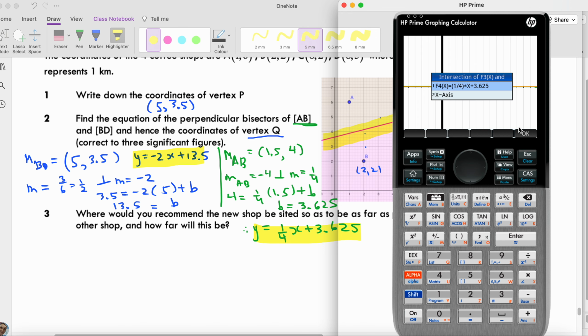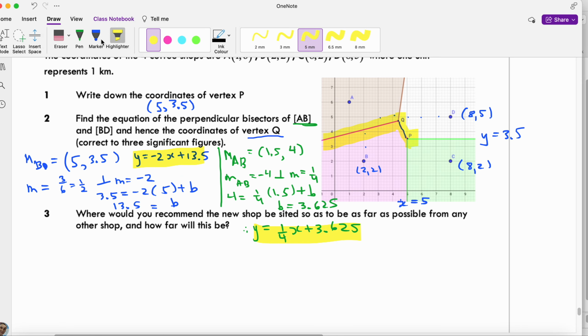Don't even care if I see them or not. Okay, so we get 4.39 rounded and 4.72. Okay, so what that means is our Q coordinate is 4.39 and 4.72, okay? And then our P, I'm just going to label it while I'm at it, is 5, 3.5.